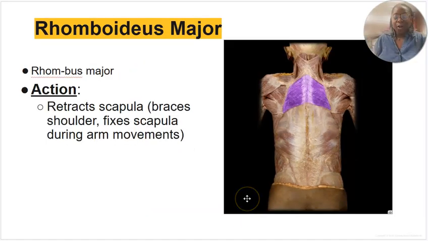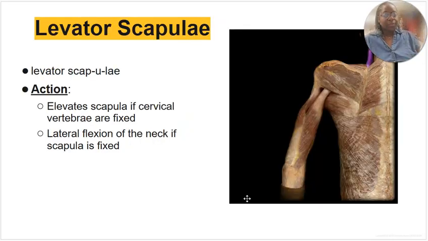All right, so now rhomboid major. This one is going to be retracting the scapula as well, right? So once again, that's sliding backward, as well as bracing the shoulder, all of the steps that go into retracting the scapula. Next up, we have the levator scapulae.